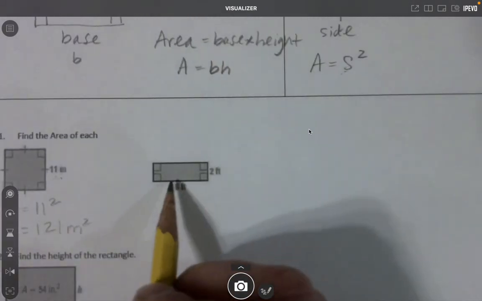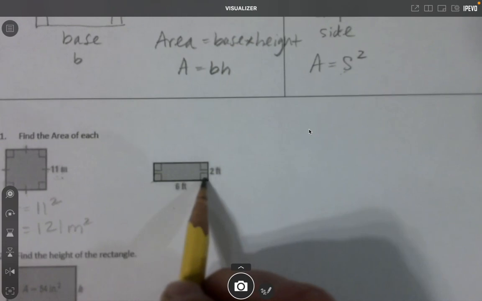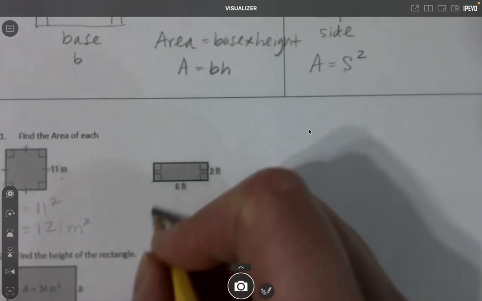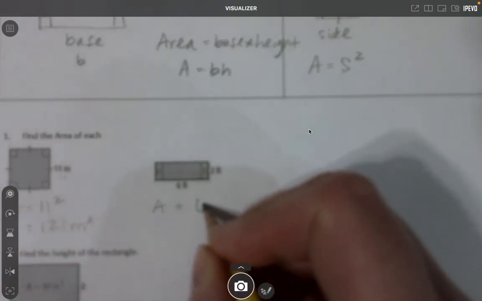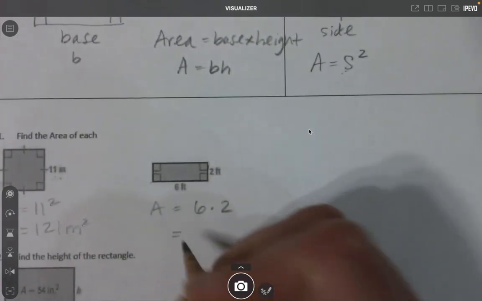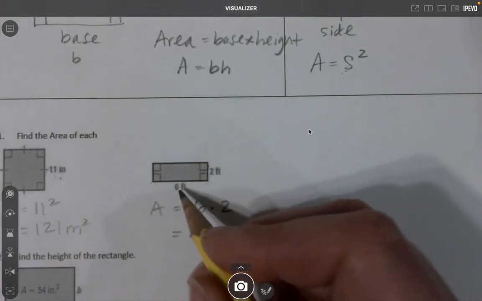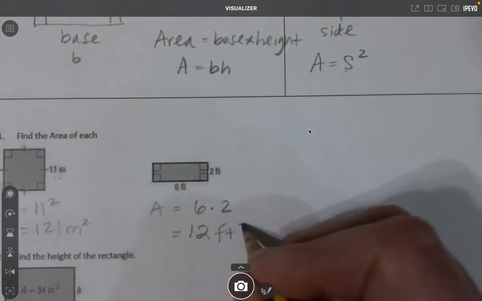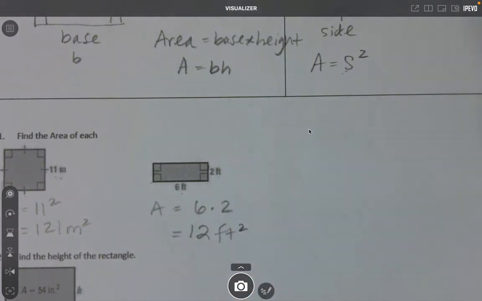On the next one, I have a rectangle and my base is 6 and my height is 2. So my area is going to equal my base times my height, which is 6 times 2. That makes 12. And then feet times feet would be square feet, or feet squared, like that.